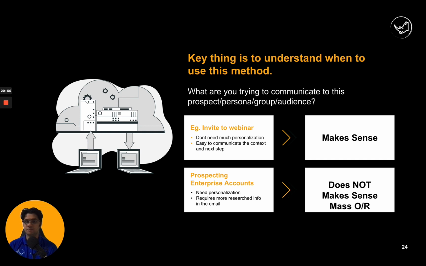But if you're prospecting enterprise accounts where it does require a lot of research and personalization, it doesn't make sense to do mass outreach then, right? So consider this as you're going about your strategy. I think that's a big factor that a lot of people really miss the boat on, because they'll jump into enterprise or mid-market prospecting and they'll just build a huge list and go to town.